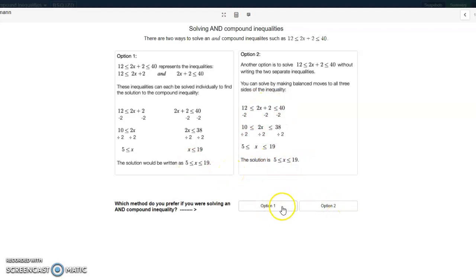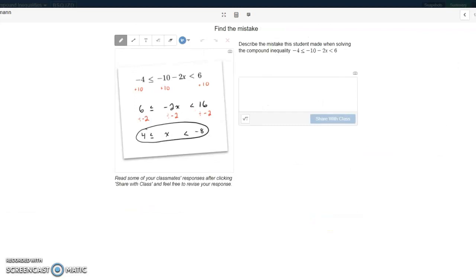So you're just going to tell me which option you prefer. All right, now for this one, you're supposed to find the mistake. And I know that a lot of this is still new to you guys, so I'm going to go ahead and write the correct way to solve this, and then I want you guys to find the mistake from that.